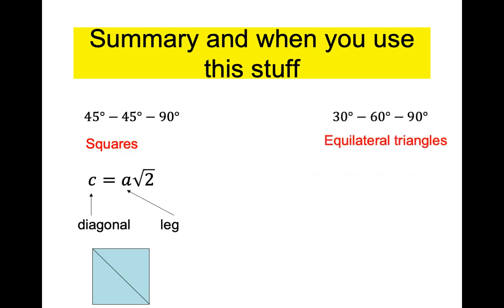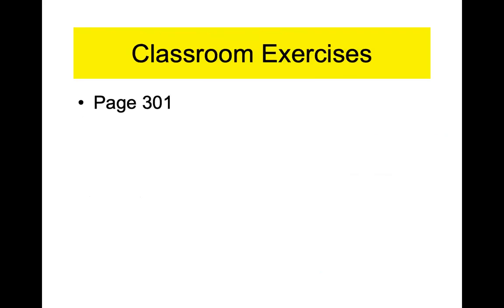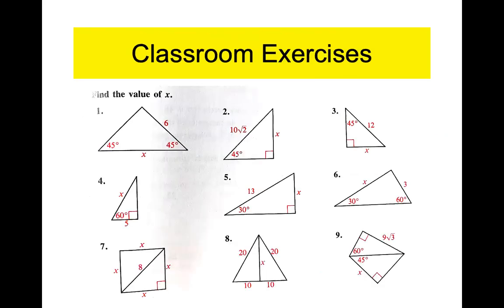A 30, 60, 90 triangle is two of them put together as an equilateral triangle. If we think about our 2 formulas right here, remember B is the longer leg or the altitude, A is the shorter leg, and C is the hypotenuse. Okay? Cool. All right, let's look at some of these examples.